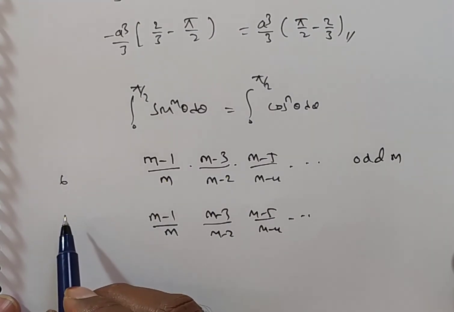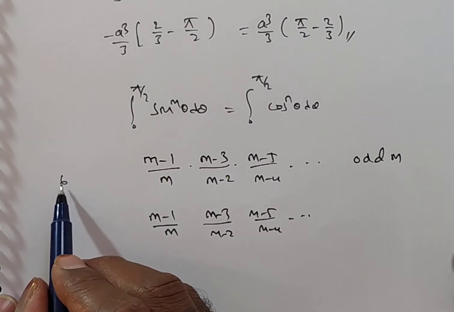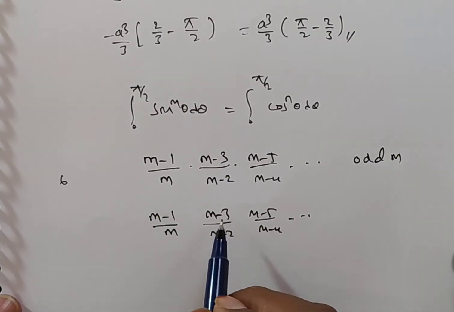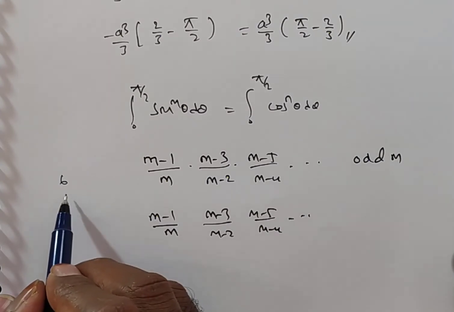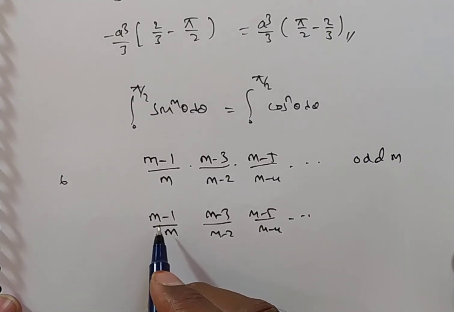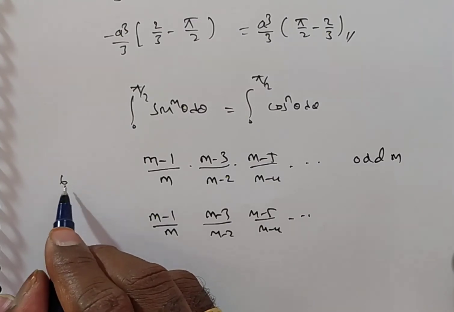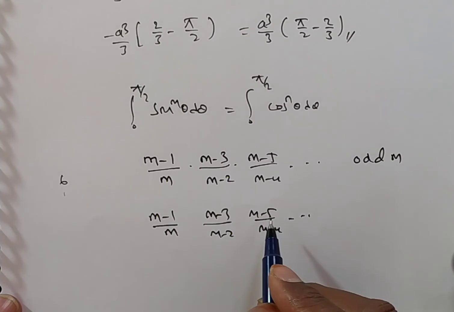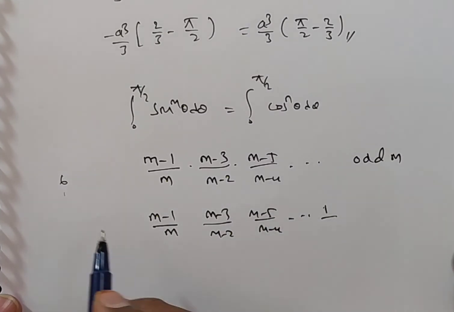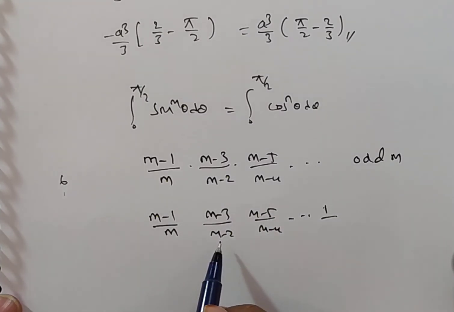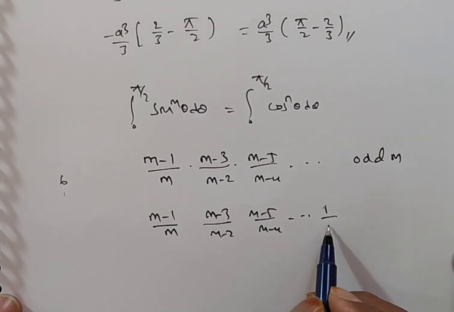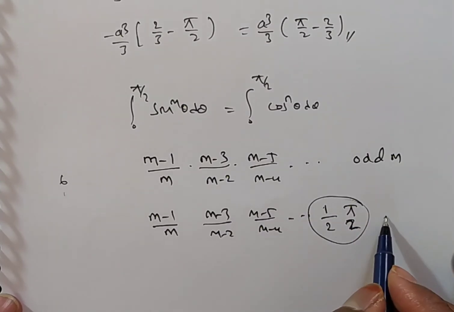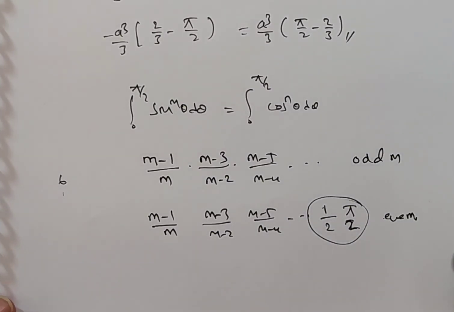Suppose 6 is an even power, then 6 minus 1 is 5. Next, 6 minus 3 is 3. Just subtract 2 from the first term in each step. Here, if 6 is there, then here 5, after 3, after 1. So you will have a numerator of 1, and the denominator, if 6 is there, subtract 2, 4, again subtract 2. So 1 by 2 you will have into pi by 2. This will come for the even case, even m. Otherwise, sir, I don't know this formula.